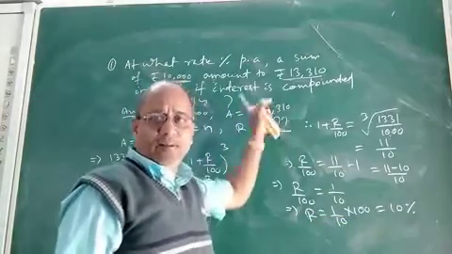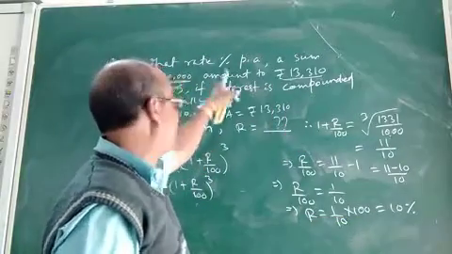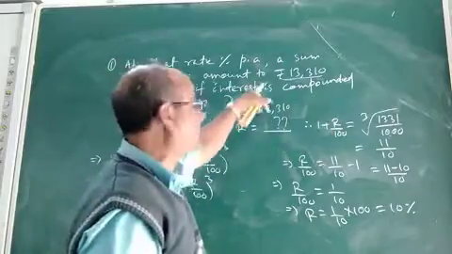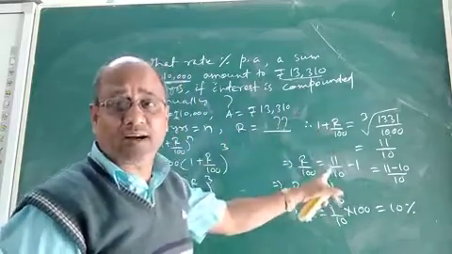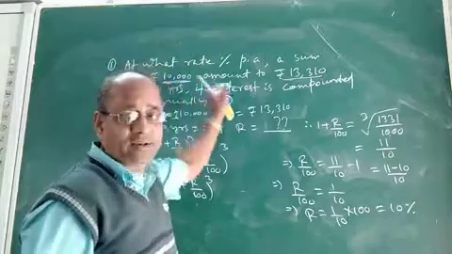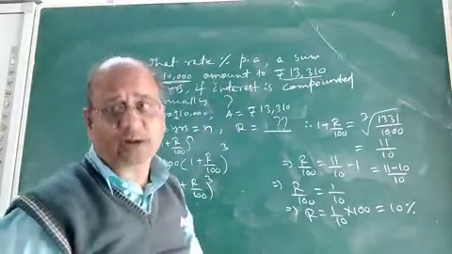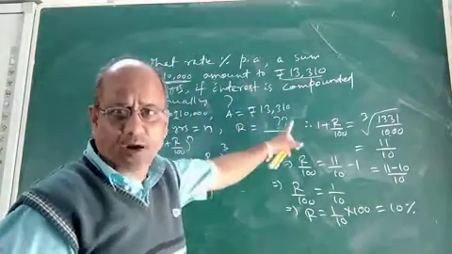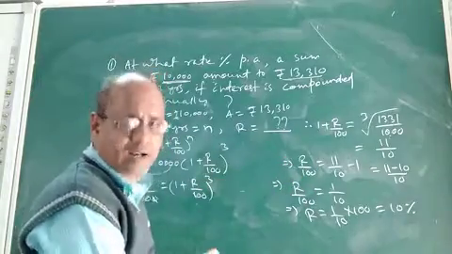So if the rate of interest is 10% per annum, then a sum of 10,000 rupees will amount to rupees 13,310 in how many years? 3 years, the interest being compounded annually. Okay. Children, I hope you understood this one. Let me discuss another problem.